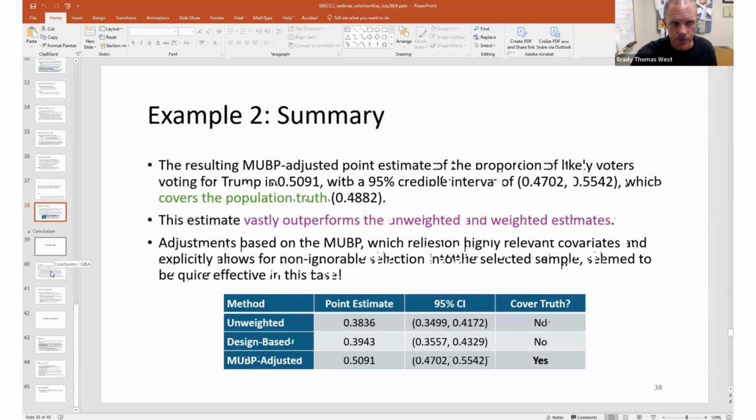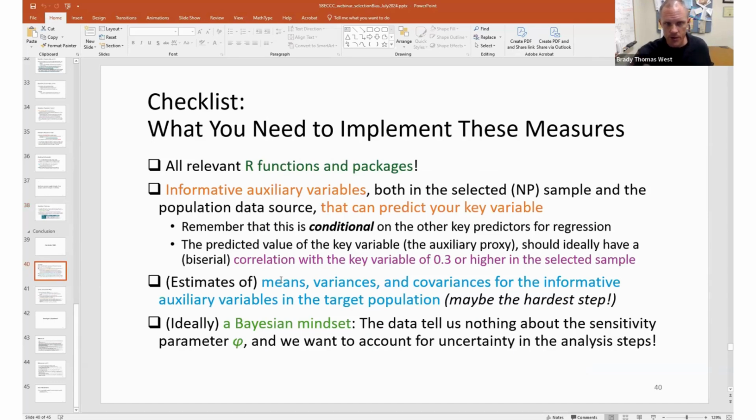Okay, so that's what that second example is walking through, with much the same code and the same kinds of data sources. So just to wrap up here, and hopefully we'll still have some time for questions, a checklist of what you need to carry out these measures. And again, I'm happy to correspond about the use of this code after the webinar is over. You need all the relevant R functions and packages that I was just highlighting in that R markdown file. You do need to find a source of informative auxiliary information that's in common to your selected sample and your population data source that can usefully predict your key variable of interest. And again, you remember, this is conditional on the other key predictors for the regression.